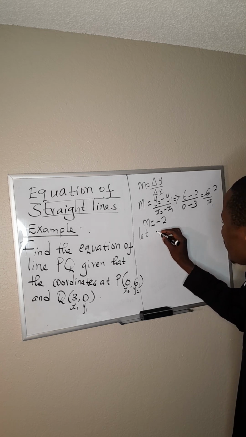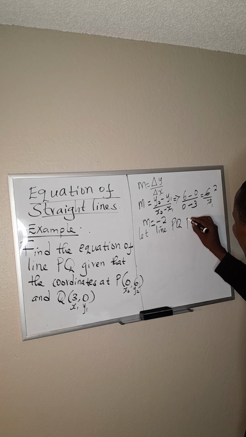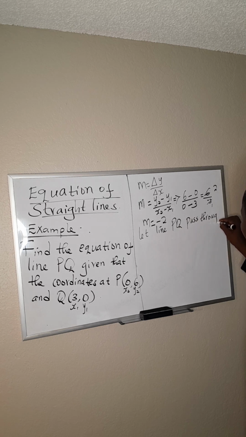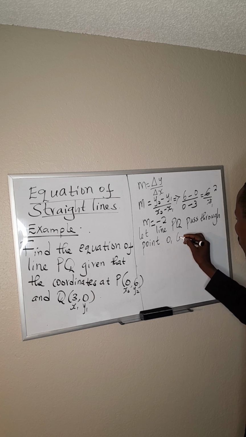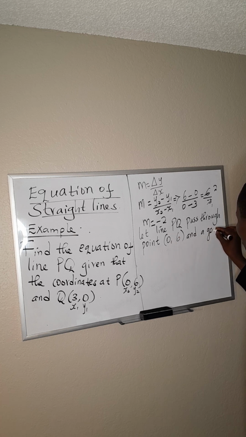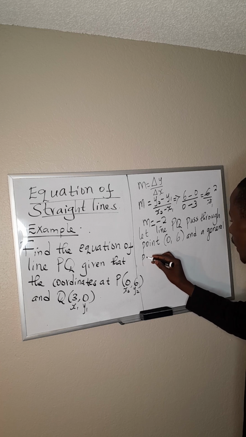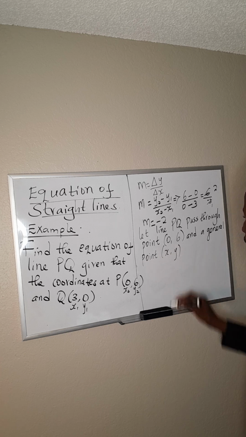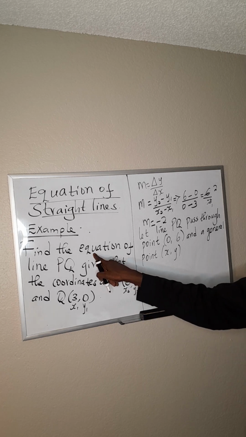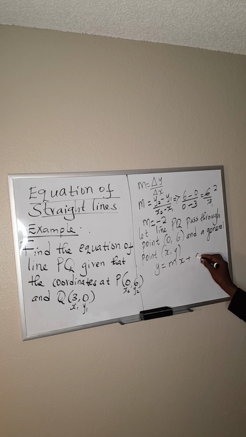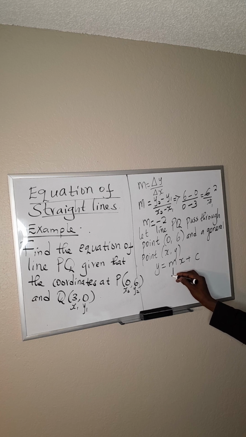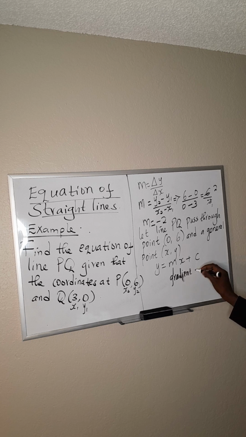So we will say let line PQ pass through a point or coordinate. You pick one of the coordinates that you want. Let line PQ pass through point 0, 6 and a general point x, y, for us to be able to find the equation of line PQ. Now, I would want the equation to appear in the form y is equal to mx plus c, whereby m is the gradient. For this particular case, m represents the gradient, and c is the y-intercept.